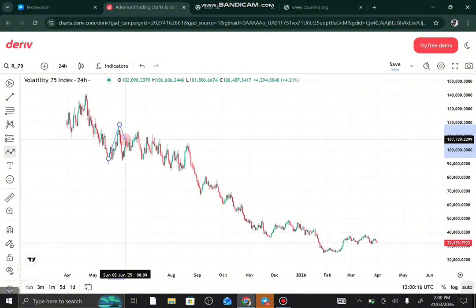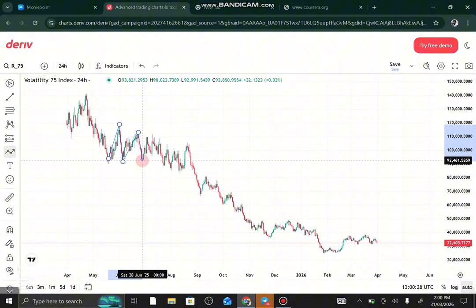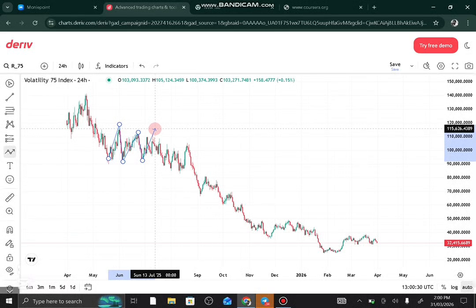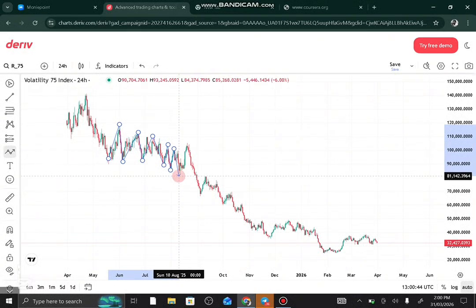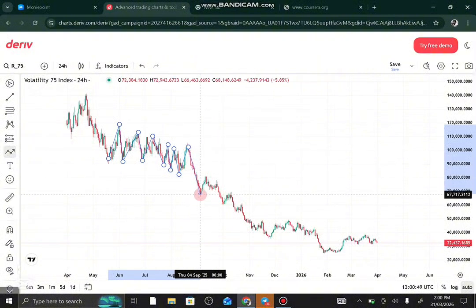But if you go to the lower time frame, you discover that there is a lot of noise. So this is our lower high, then our low, our lower high, then we have a lower low here, then we have our lower high, then a low, then our lower high, then a lower low, then our lower high, then a lower low.